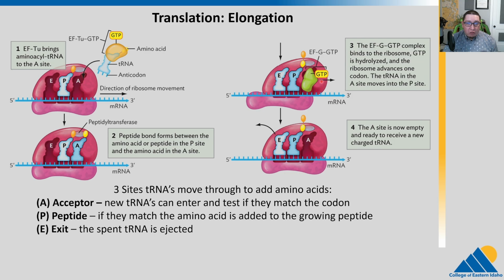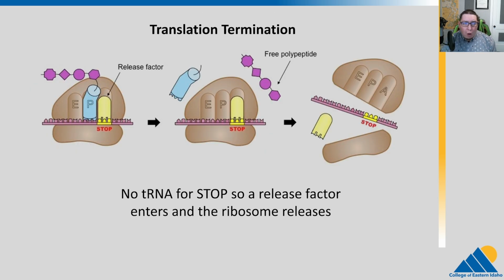Okay, and so this whole thing just kind of ratchets over 3 bases at a time. You'll notice these sites are 3 bases wide. That's how the codons get decoded. Okay, so it's going to keep doing this over and over until it reaches a stop codon. How does it know to stop there? Well, there's no tRNA that is coded for by the stop codons.